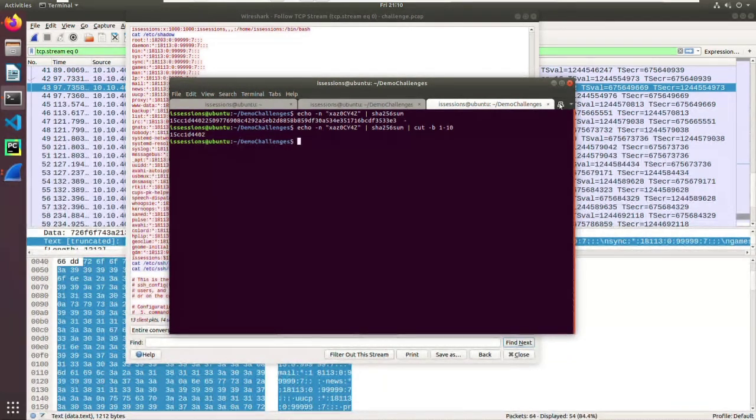Can I ask you a question? Sure. Because I know this comes up in CTFs a lot. Can you explain why you put the dash n with the echo command? What are the consequences of not doing that? Yes, that's a really good point.